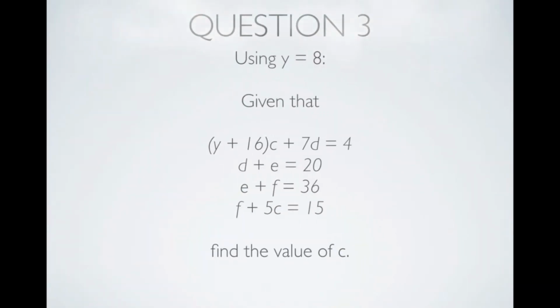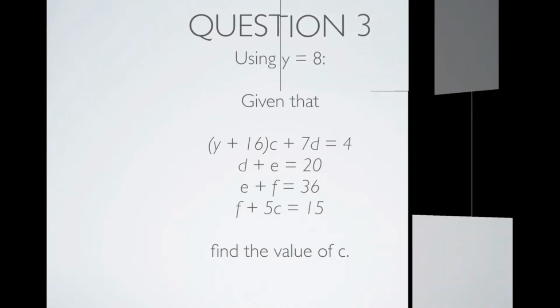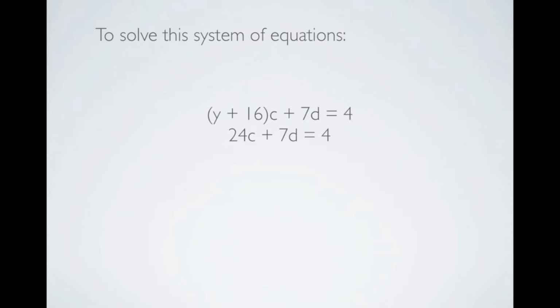Now for question 3. Don't forget that y equals 8 from the previous question. We are given the following set of equations, and we need to find a value for c. The first thing that we're going to do is replace y in the question with 8, which gives the first equation to be 24c plus 7d equals 4.